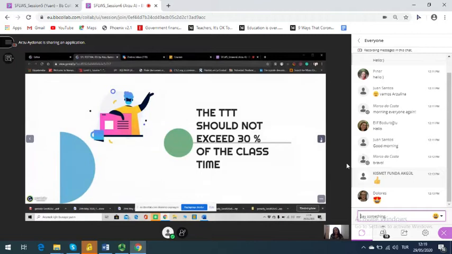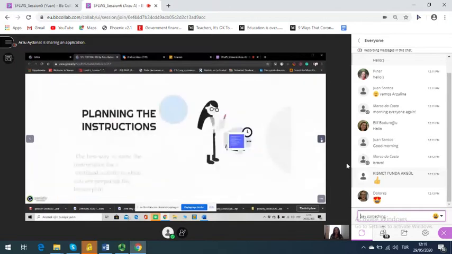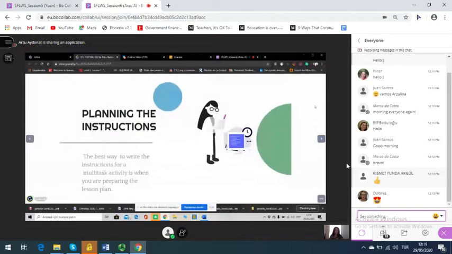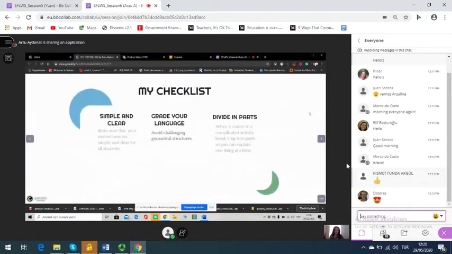So what I did, I checked my instructions. And what I am now doing is planning the instructions. And the best way to write the instructions for multi-step activities is when you are preparing the lesson plan. And for this plan, I have my checklist, and I would like to share it with you. I'm sure all of you have experience in class, but sometimes we just forget about this part. So I'm just refreshing your mind.